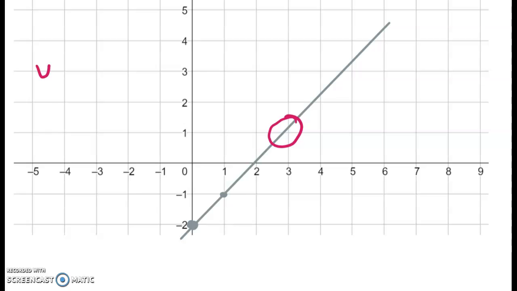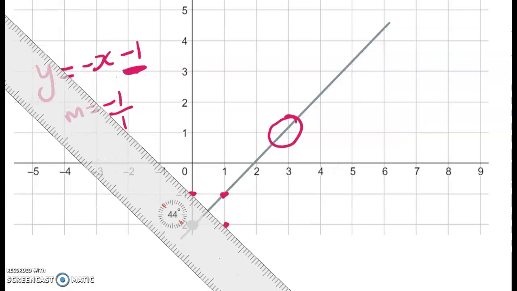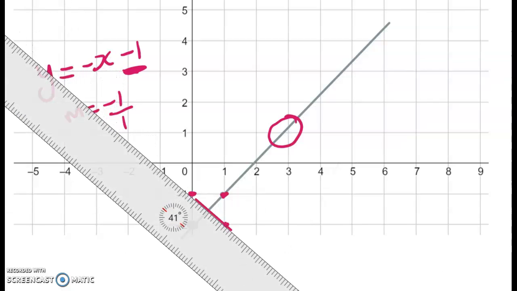Right, the next one, y equals negative x minus 1, has a y-intercept of negative 1, and the gradient here is negative 1. So we go out 1 and down 1. Grab the ruler and join the dots.